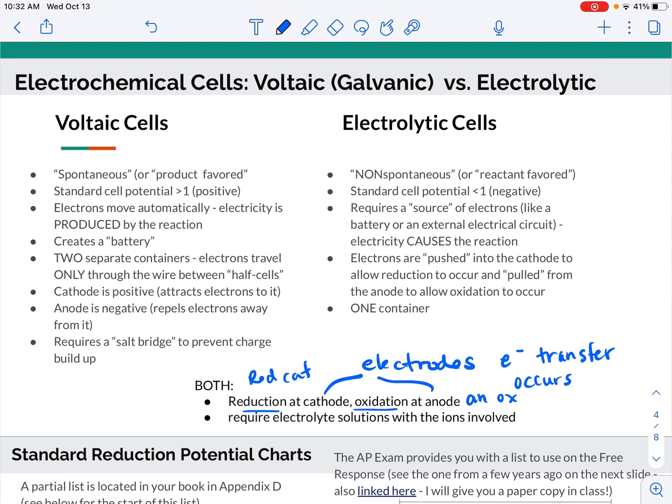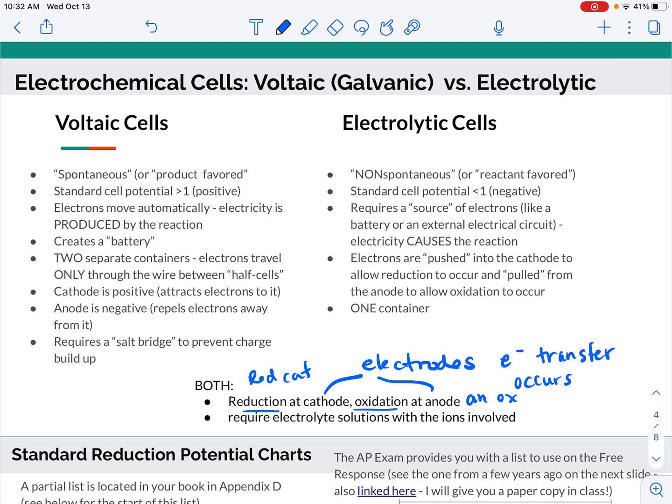They both also require the electrolytic solution that has the ions involved in the solution. So if you're worried about iron in your reaction, you need to have iron ions in solution. Or if you're worried about calcium in the reaction, you have to worry about calcium ions in solution. Or chlorine and chloride ions. So this is something that you have to be really careful of.